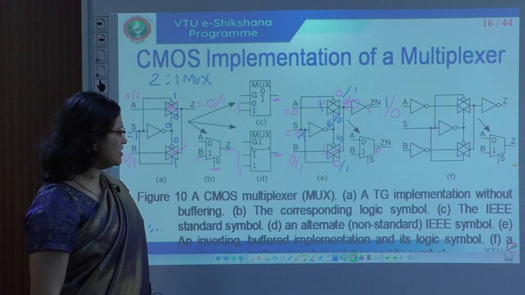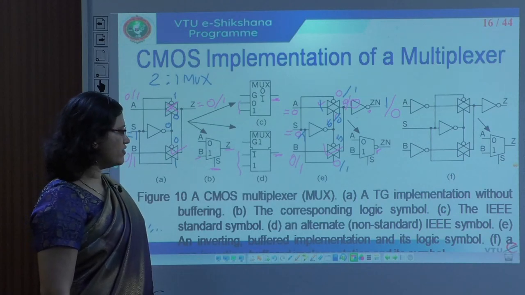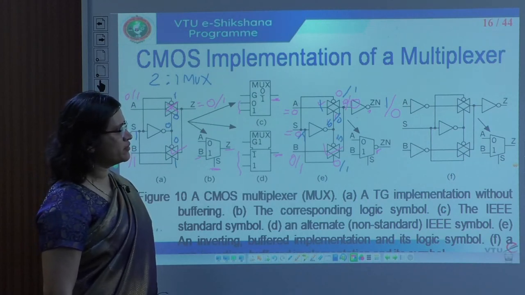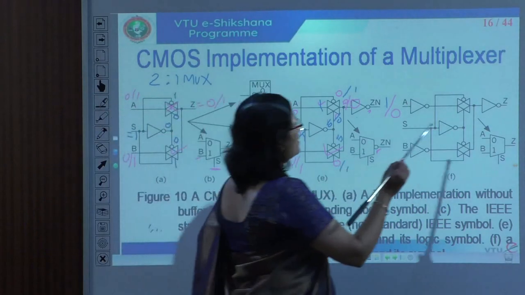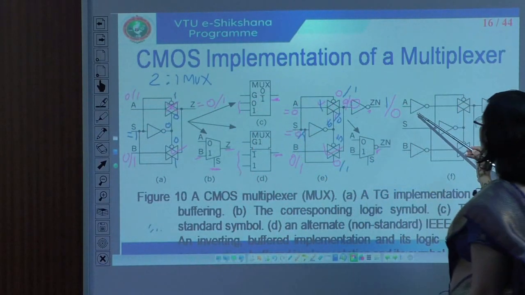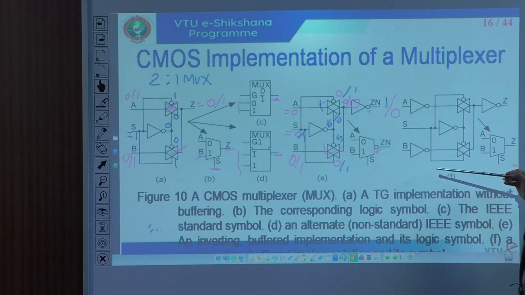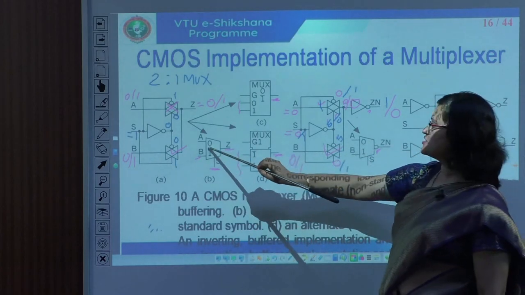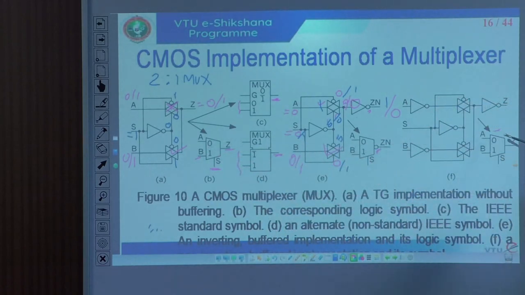And the last one is the non-inverting 2:1 multiplexer. That means here we are inverting the A and B inputs as well. Okay. So, look at the logic symbol. This logic symbol as well as the earlier logic symbol are one and the same, but this one includes more transistors.